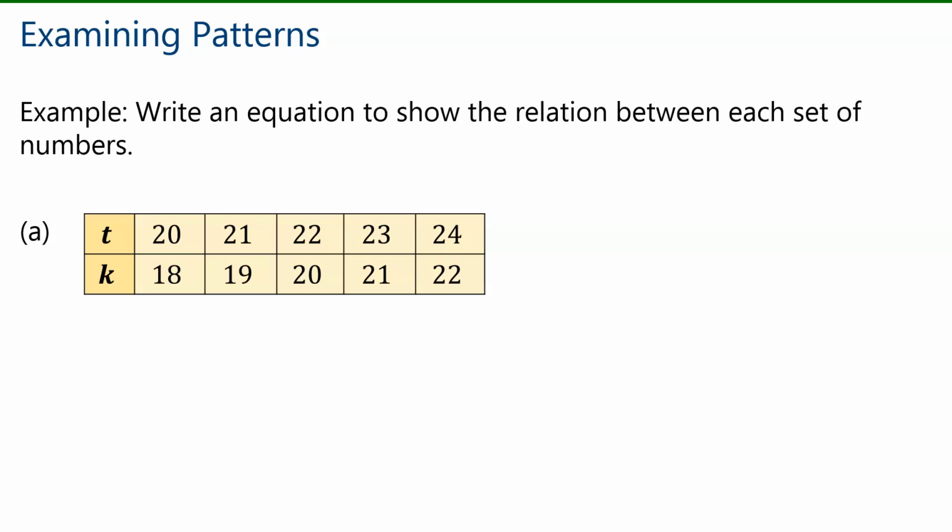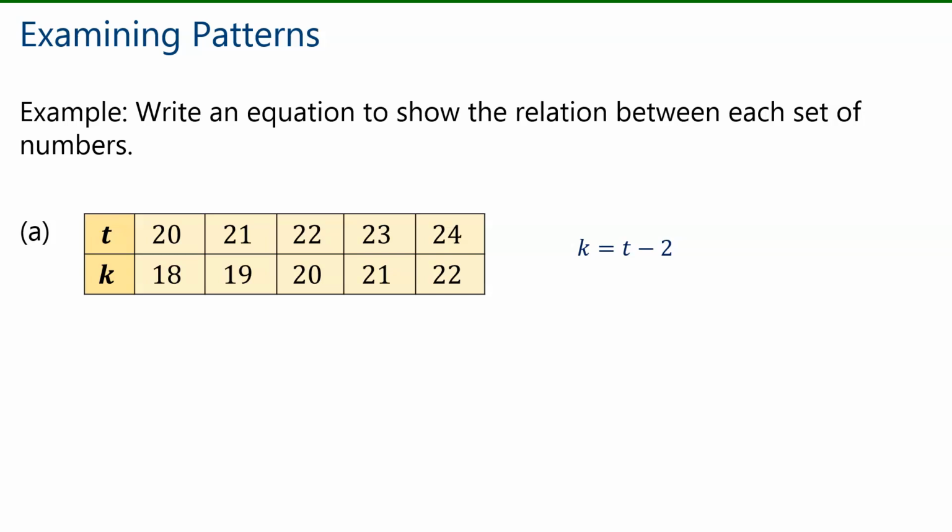So now, instead of just describing the relation, we're actually going to come up with an equation. So here I have the input values being t, 20, 21, 22, 23, 24, and the output values are k, 18, 19, 20, 21, 22. So what kind of relation do you notice between t and k? 20 gives you a value of 18. 21 gives you a value of 19. Well, you may notice that the k values are 2 less than t. Since all the values are 2 less, you can say that the k values are t minus 2.